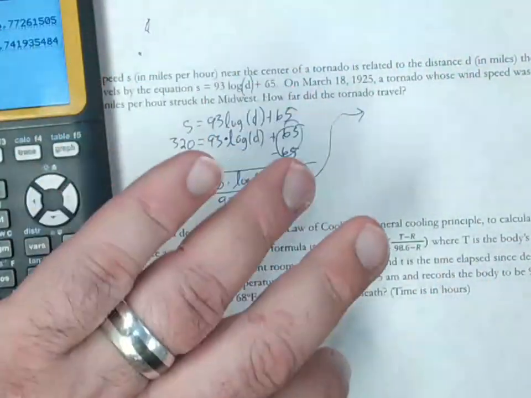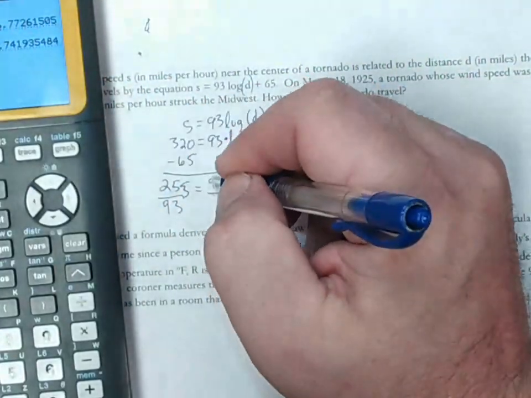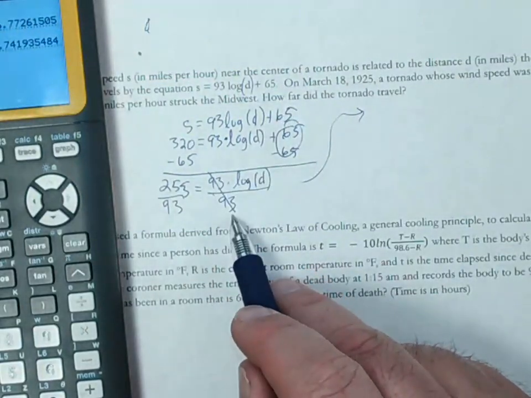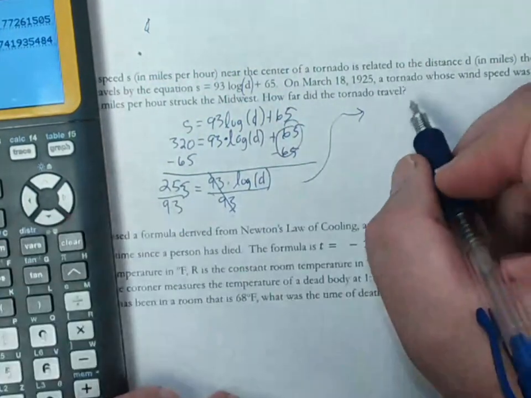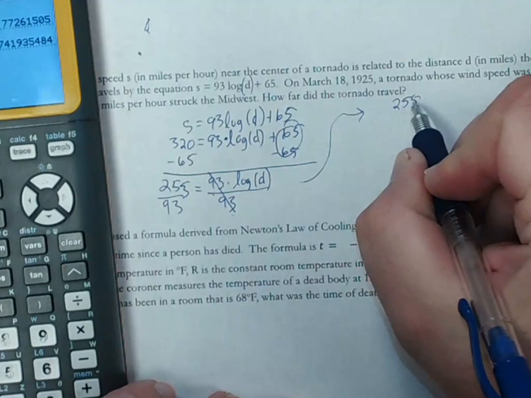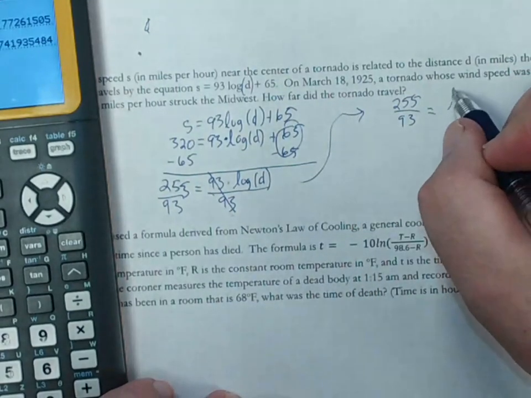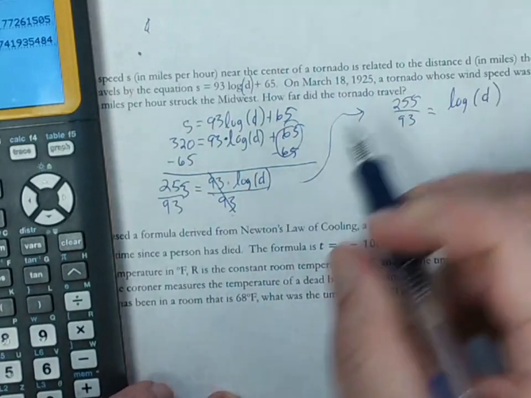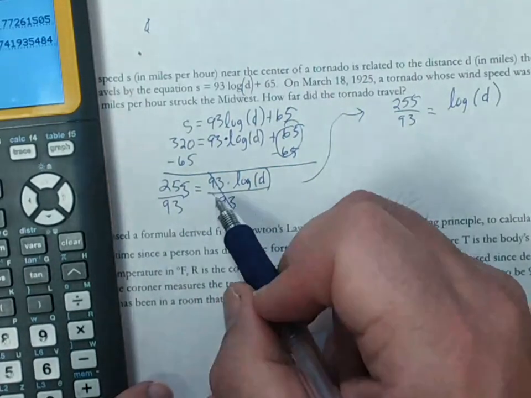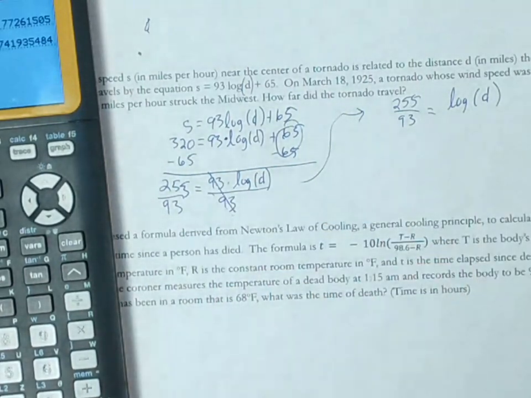So here's what I'm going to write. Yes, the 93s make a 1. That's great. I'm going to leave this as 255 over 93. And that's going to equal the log of D, because 93 divided by 93 is 1, and 1 times the log of D is just the log of D. Now here's where we have fun.